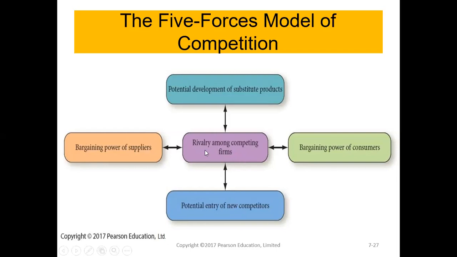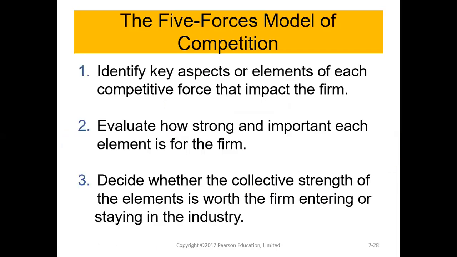The first one is called rivalry among competing firms. Then we have the potential entry of new competitors, potential development of substitute products, bargaining power of suppliers, and bargaining power of consumers. Let's start to explain each one in deep detail.